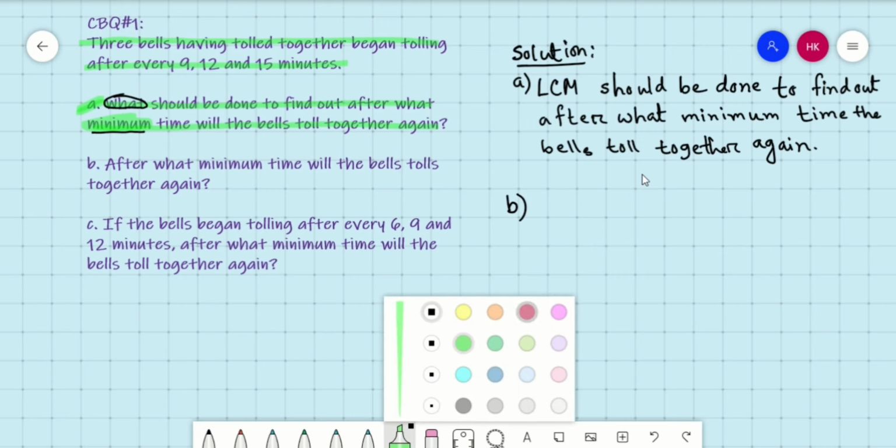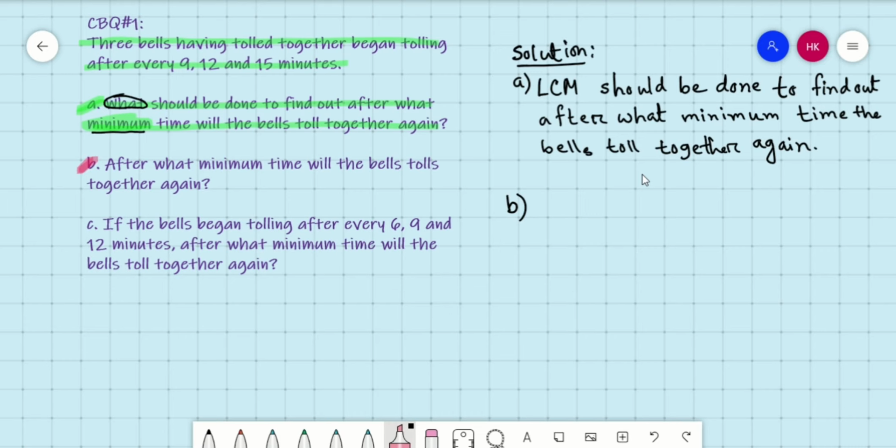Question number B says, after what minimum time will the bells toll together again? Now we have to find the minimum time, so we do LCM here. We can write here, we find the LCM of 9, 12 and 15. So we use Euclid's method. In the last class we already learned how to do LCM by Euclid's method.